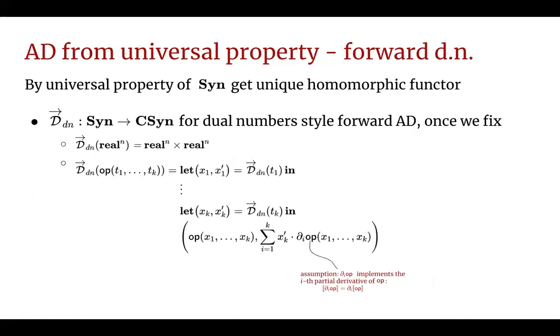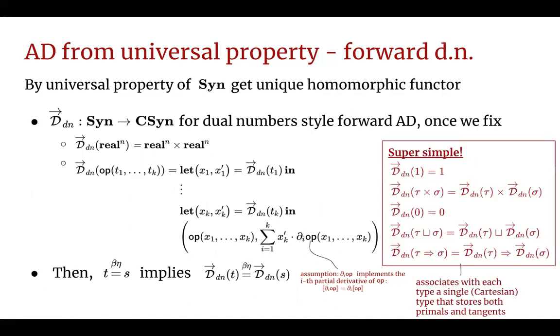Now we can do something similar for dual numbers AD. We define it just by sending n-dimensional real vectors to the product of n-dimensional reals with itself. And we do something similar for basic operations. And all we need is a term in our language that implements all the partial derivatives of the operation. And then we get some really, really simple formulas that preserve the beta-eta equational theory, right?